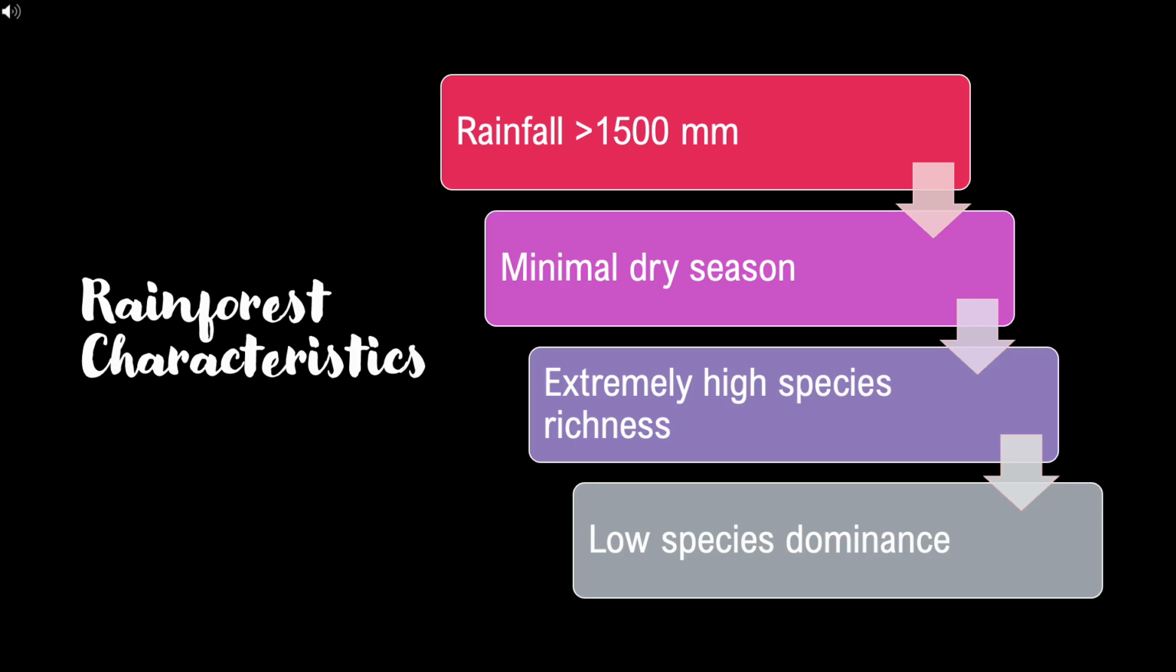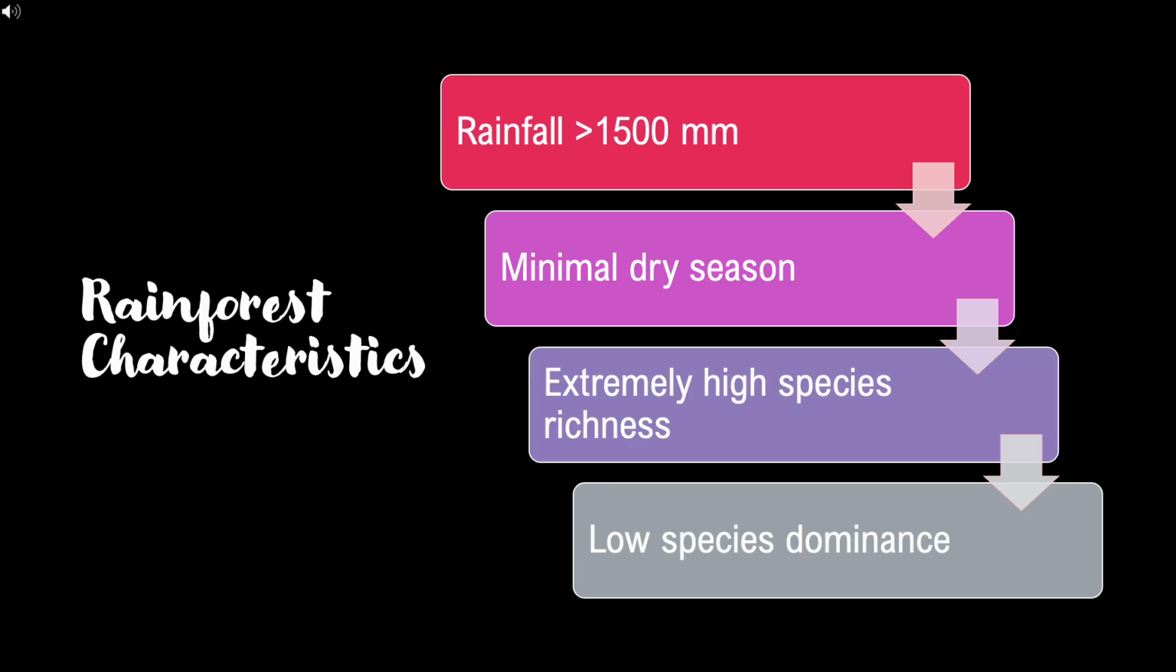Let's start with rainforests. When most people picture the tropics, this is what they see. Dense, green, layered canopies dripping with moisture. And ecologically, rainforests are genuinely extraordinary. The defining climatic characteristic is rainfall above 1,500 millimeters annually, with minimal or no dry season. In many rainforest systems, think the Amazon basin, the Congo, Borneo, annual rainfall can exceed 3,000 or even 4,000 millimeters. That's an almost constant supply of water.